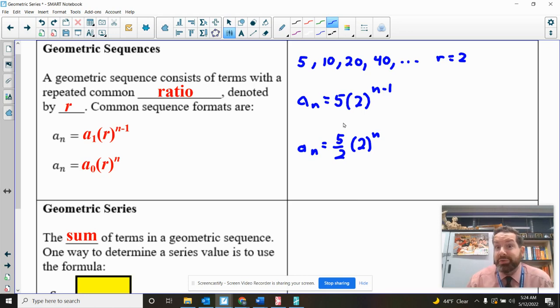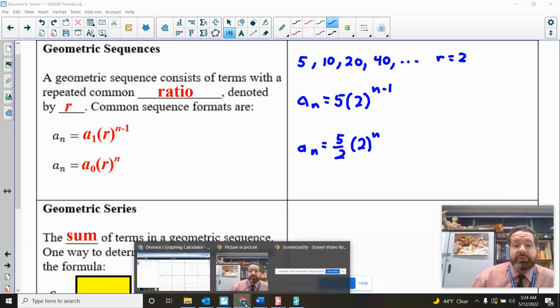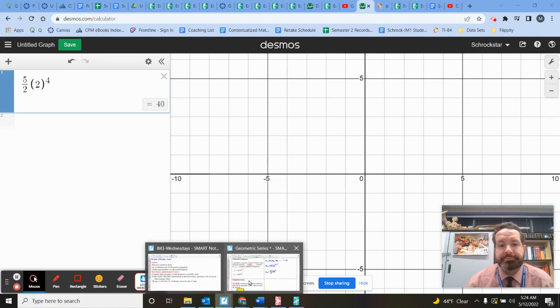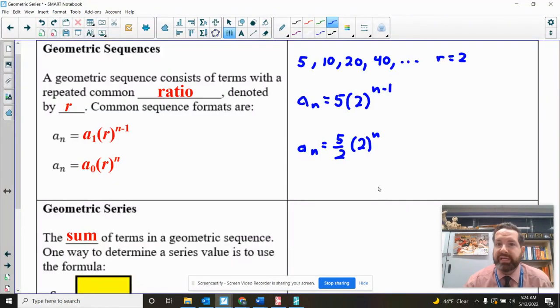It's important to know that these two are the same thing. They will give you the same results. Let's see how that works. Again, for the 4th term, put a 4 in for the n. We know the answer should be 40. So if I take 5/2 times 2 to the power of 4, look at that, we end up in the same spot. Which is better? Depends what you're using it for. Sometimes this is easiest. You're going to see a lot of this in the lesson here. Sometimes this is easiest. Typically, if you're looking at modeling an exponential graph, this is an easier way to go. But know them both.